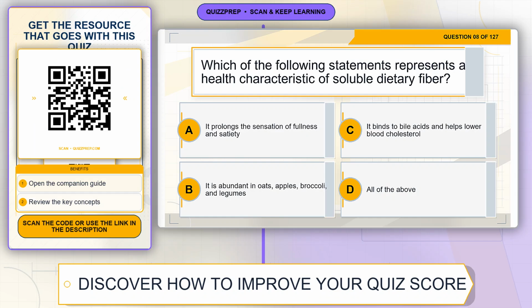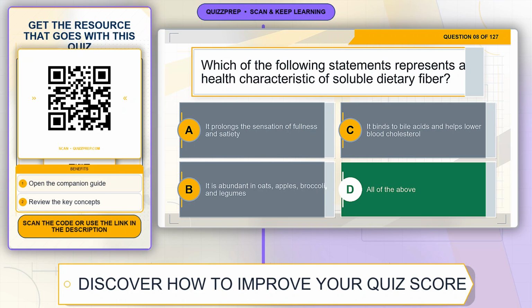Question 8. Which of the following statements represents a health characteristic of soluble dietary fiber? Option A. It prolongs the sensation of fullness and satiety. Option B. It is abundant in oats, apples, broccoli, and legumes. Option C. It binds to bile acids and helps lower blood cholesterol. Option D. All of the above.